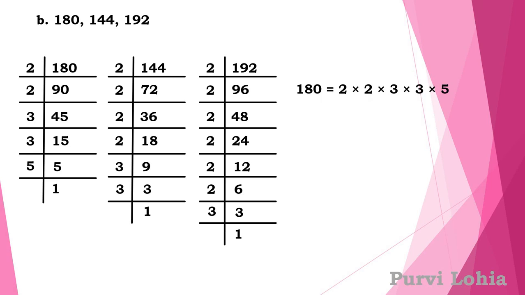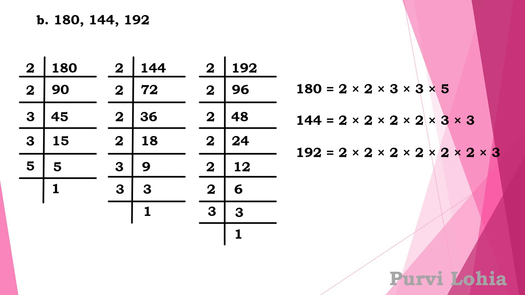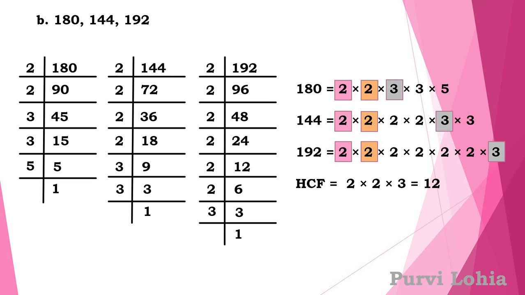Now 180 is equal to 2 into 2 into 3 into 3 into 5. 144 is equal to 2 into 2 into 2 into 2 into 3 into 3. And 192 is equal to 2 into 2 into 2 into 2 into 2 into 2 into 3. Okay. So the common factors here are 2, one more 2 and 3. There are no more common factors. So HCF will be 2 into 2 into 3, that is 12.